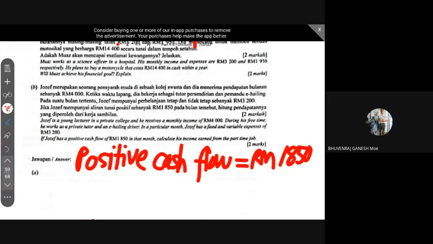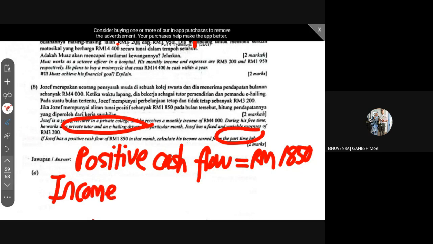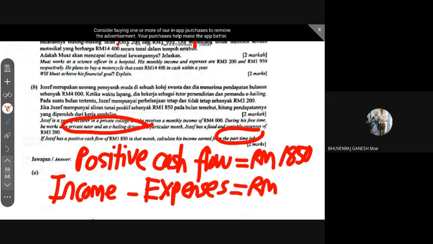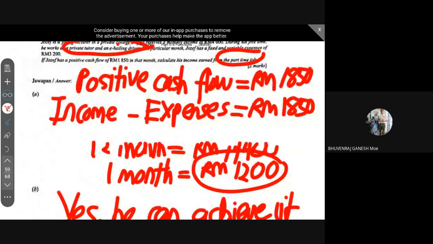So part-time job, this is the income we don't know yet because they didn't tell the income over here. Okay, so positive cash flow actually comes from the income minus the expenses, because the income has to be more. That's why it is income minus expense, not expense minus income. Always the larger value minus the smaller value. Okay, so equal 1850. So we go down.